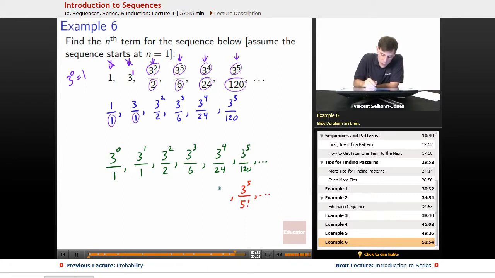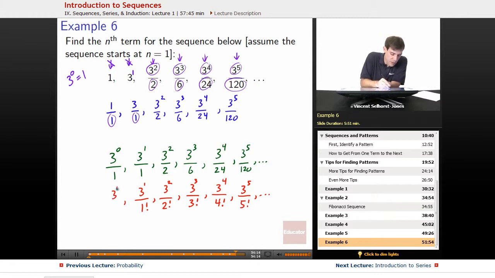And we'll keep going. So let's work backwards. 3 to the 4th over 4 factorial. 3 cubed over 3 factorial. 3 squared over 2 factorial. 3 to the 1 over 1 factorial would just get us 1.